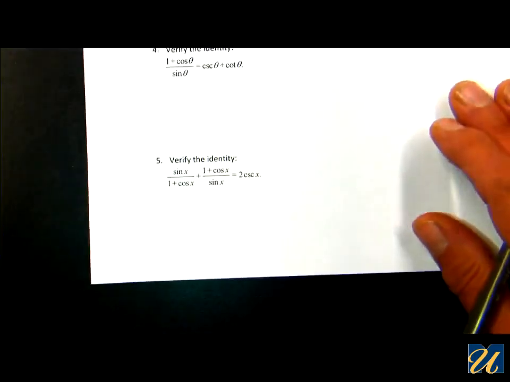Okay. Now, before we do problem 5, let's go back to the PowerPoint and look at a more complicated example illustrated there. And then we'll come back and do problem 5.